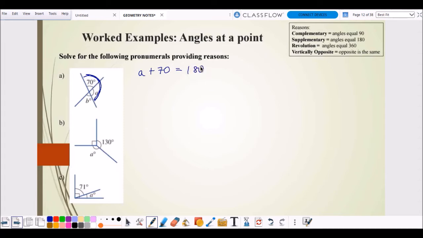Okay, so solving this, guys, what do I have to do? How do you solve this? Take away the 70. Good. So take away the 70. Therefore, angle A is equal to 110. And the reason behind that is because they equal up to 180. In brackets, you'd write supplementary. So you have to give a reason why it equals 110. Supplementary, and that's because we use the fact that it equals 180.